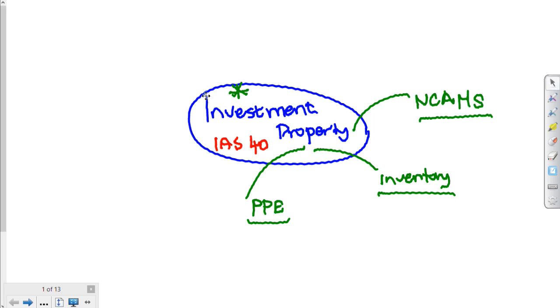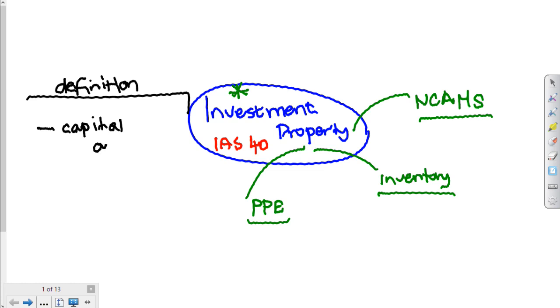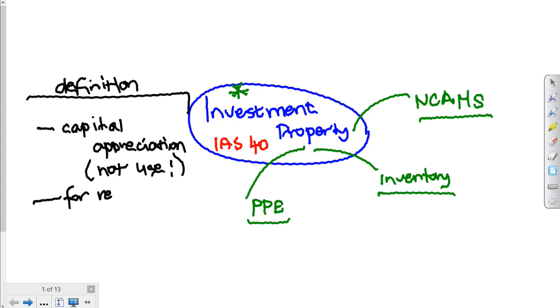IAS 40 defines investment property, and I suppose that's the first most important piece of IAS 40: the definition of investment property as a property which is held for capital appreciation. So in other words, I'm holding a property which I'm not using. I'm holding it just for capital appreciation. So not use. Or it's held for rental income.